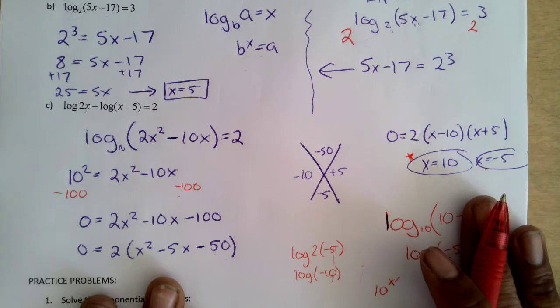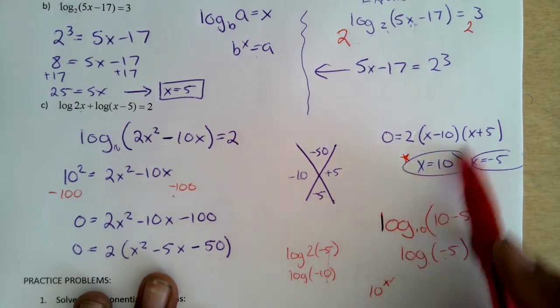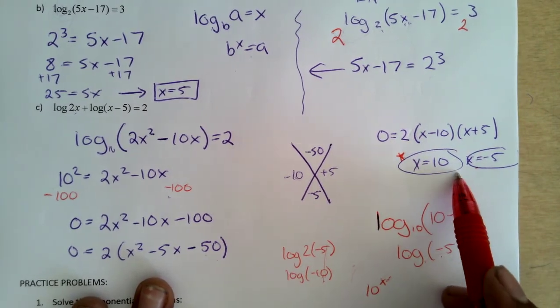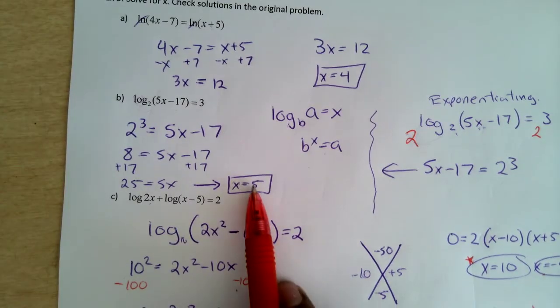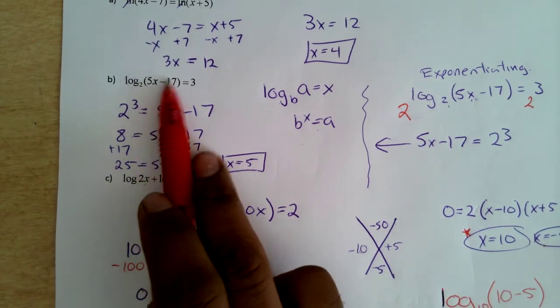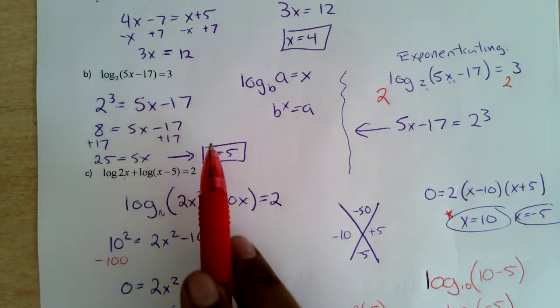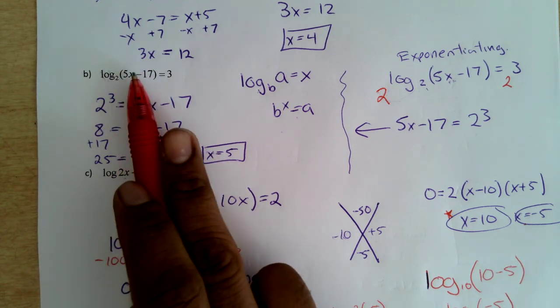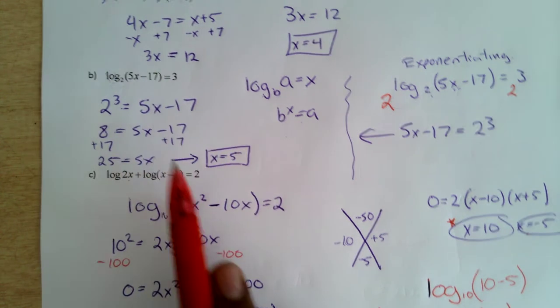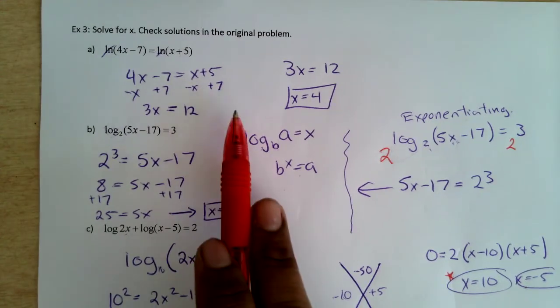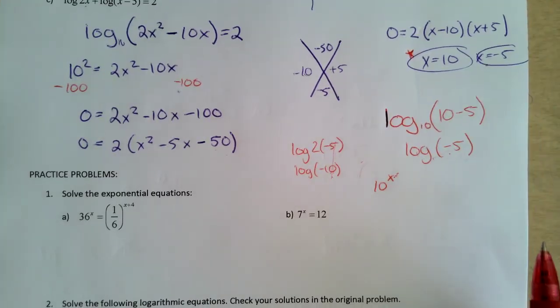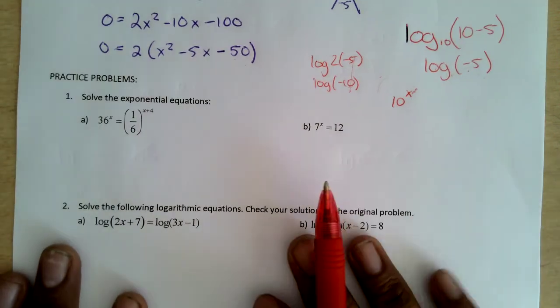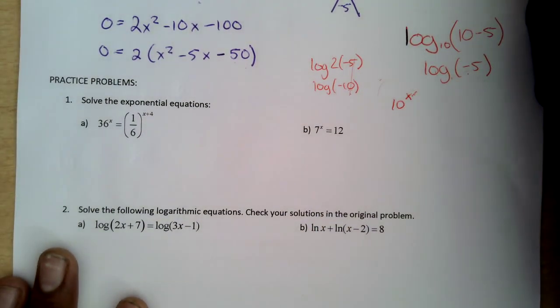Rambled a little on that last part. Check your answers is always a smart idea. If we were to go back, this 5 should be fine here. That one looks good because if I plug in 5, I get 25 minus 17. 2 to the third is 8, so that one checks out. This one should be fine too. All right. So there you go. Try these practice problems, and we'll hit it up later.